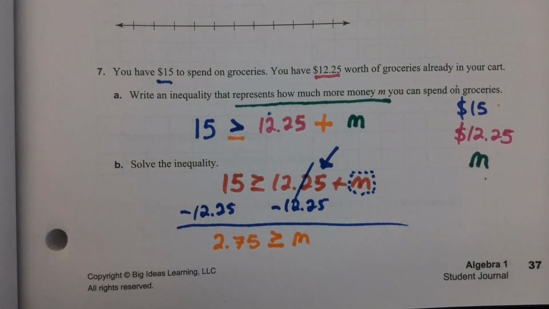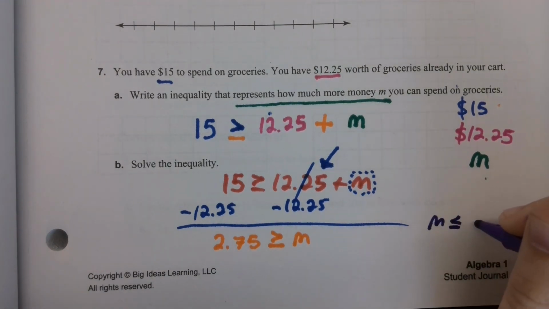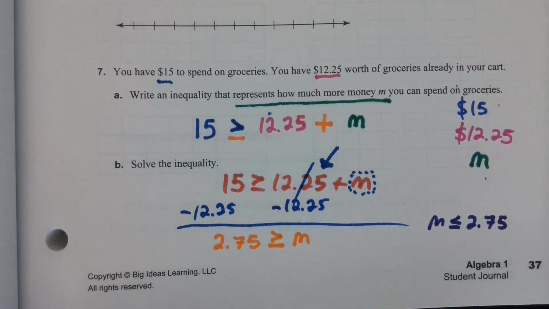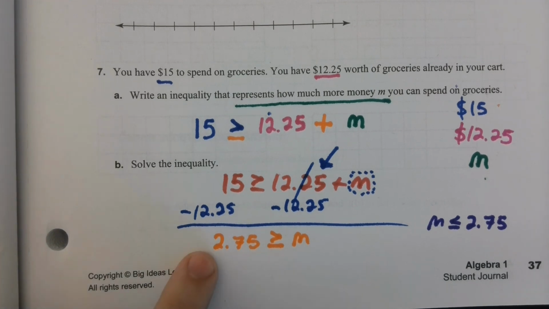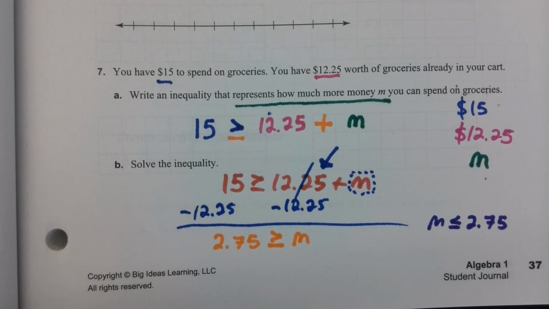If you want to interpret it differently, you could also flip it around. You could say that M is less than or equal to 2.75. Both of these are equivalent. But what does this mean in the context of the problem? Anytime you have a word problem, your answer should be words. Well, what is the unit that we're trying to use for M? It's money. And since we've used dollars throughout the problem, it only makes sense that 2.75 is $2.75.